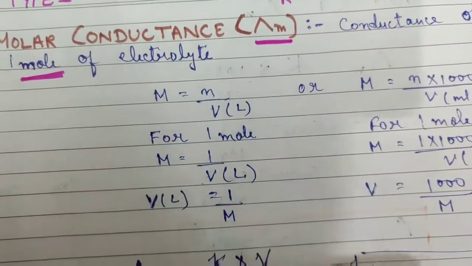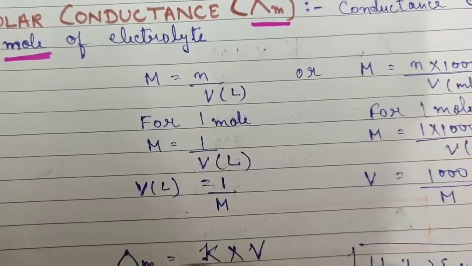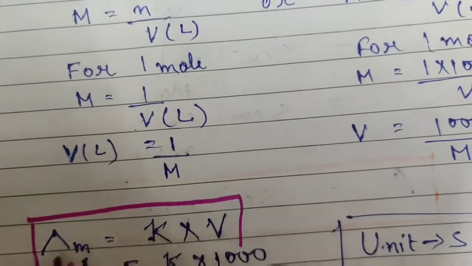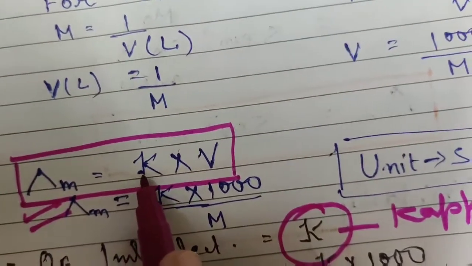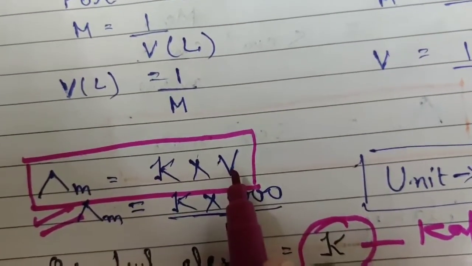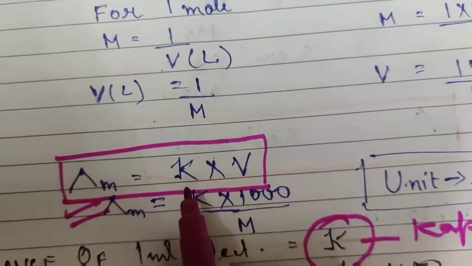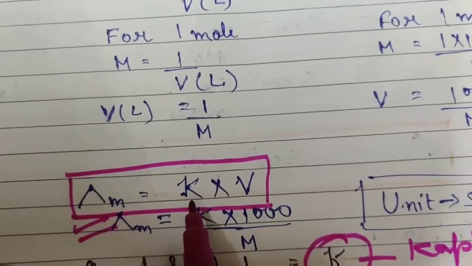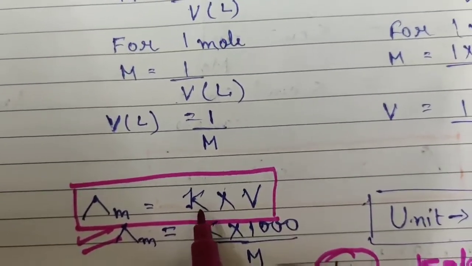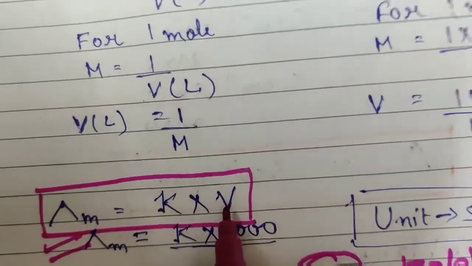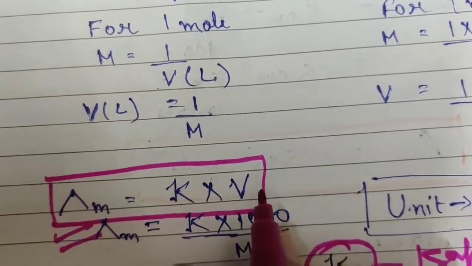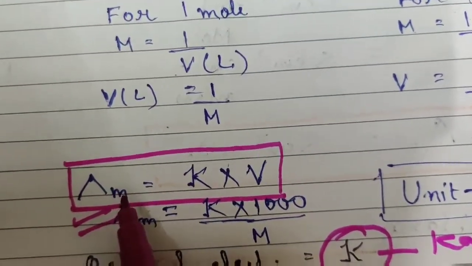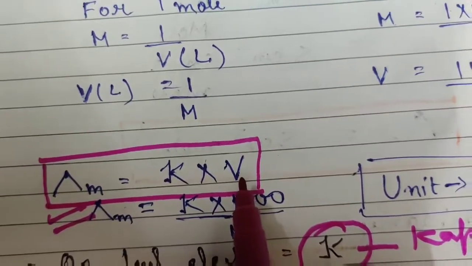So how do we reach the formula of molar conductance? Molar conductance is actually equal to specific conductance into volume. Specific conductance, let me recall this. Specific conductance is the conductance of 1 ml of electrolyte. So when you multiply the conductance of 1 ml of electrolyte into the total volume occupied by 1 mole of an electrolyte, it will give you the value of molar conductance. So molar conductance is equal to specific conductance into volume.